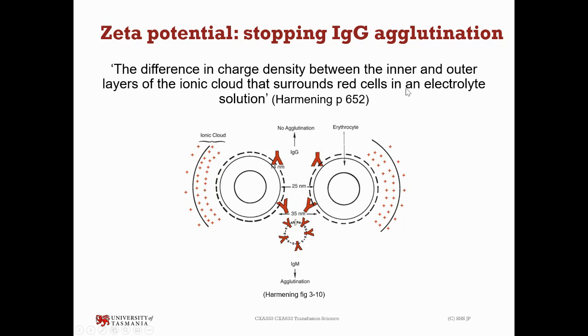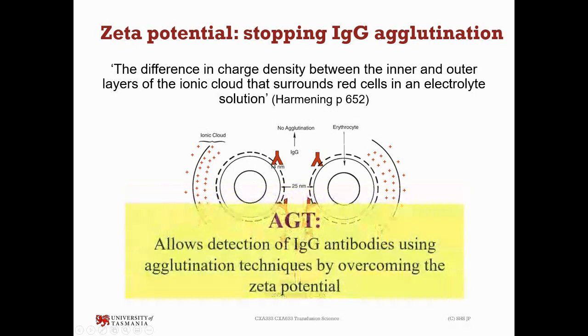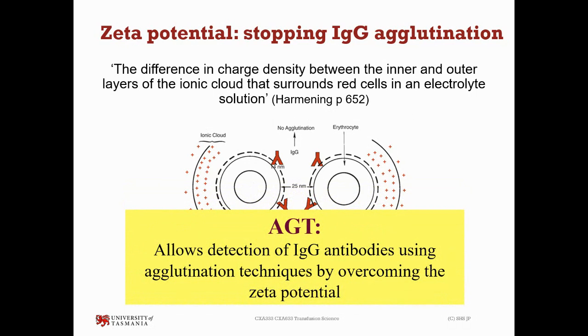So this zeta potential is really important because if we are going to detect the presence of IgG antibodies on the red cell surface, it is the zeta potential that we need to overcome. And there are a number of different ways in which we can do that. And one of the ways in which we can do that is the antiglobulin test. Okay, so the antiglobulin test allows detection of the IgG antibodies using an agglutination technique that overcomes the zeta potential. So it's really important that you understand what this zeta potential is.